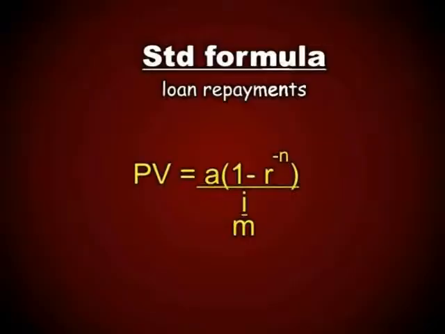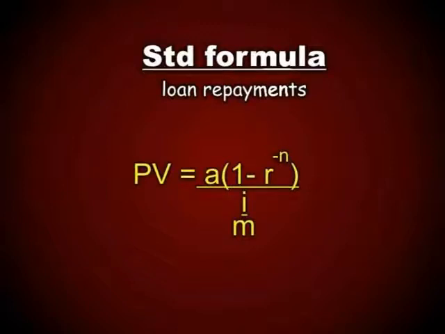Let us take a look at the standard formula when working with loans. Present value is equal to A open bracket 1 minus R to the negative n close bracket divided by I over M. Now remember, I said that with a loan it is the exact reverse of an annuity. Instead of future value, we've got present value is equal to A. Our A amount is still our repayment amount. Open bracket 1 minus R to the negative n.